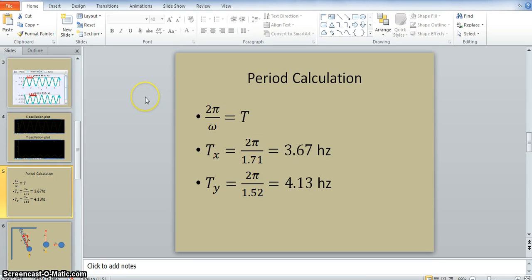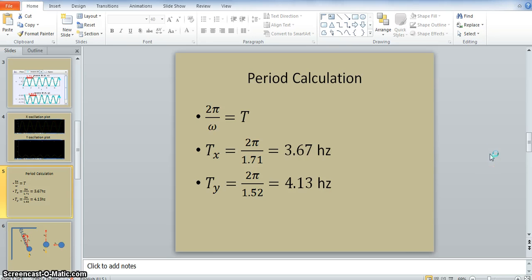Having found the frequency earlier using the difference in the peaks, we can calculate the period of oscillation in each direction using 2 pi over omega equals the period. The period in the x direction is 3.67 Hz, and the period in the y direction is 4.13 Hz.